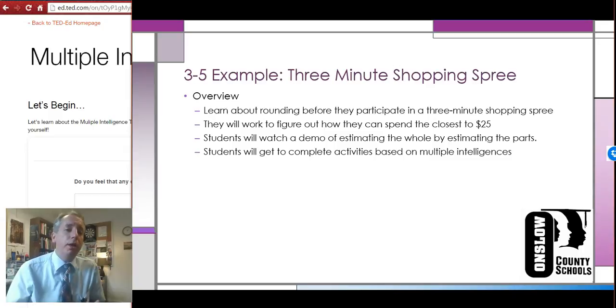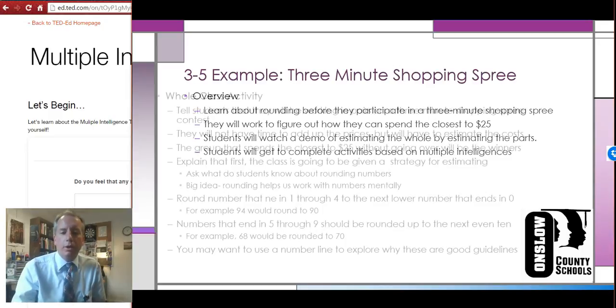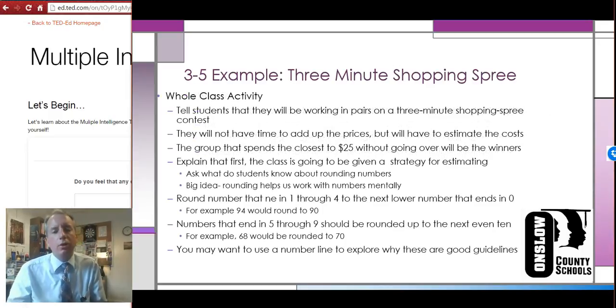We're going to explain they're going to do a 3-minute shopping spree. They're going to try to spend as close as they can to $25. And then they're going to watch a demonstration of estimating the whole by estimating the parts, and then they'll get to pick some activities based on their intelligences. So again, whole class, large group activity. Here's the 3-minute shopping spree. You don't have time to add up the prices. You're going to have to estimate. You're going to try to spend as close to $25 without going over. And kind of a Price is Right scenario here, right?